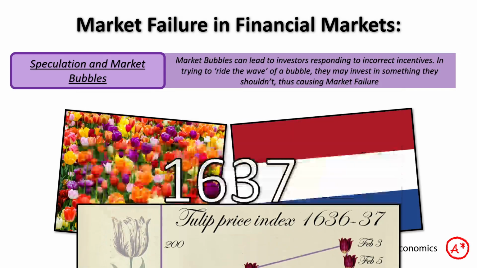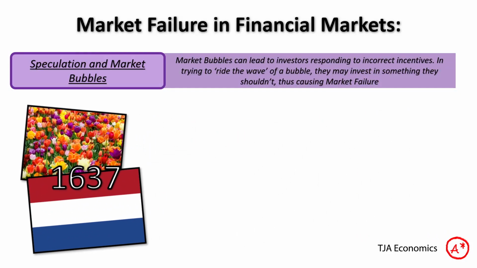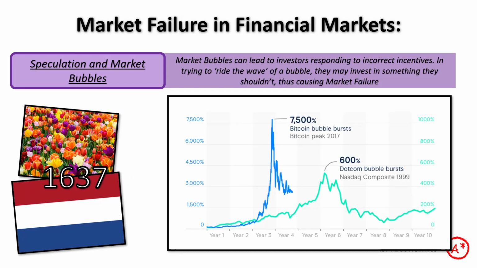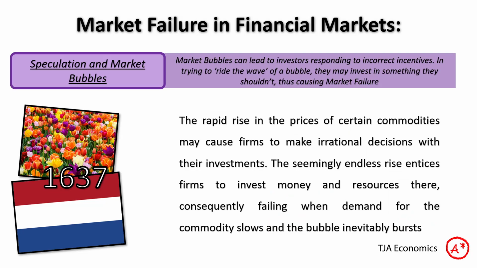Why is that a problem? Well, if we look at more recent trends, here we've got the Nasdaq dot-com bubble that occurred in 1999. We've also got the Bitcoin bubble that peaked in 2017. What's the problem with this? Well, let's look. Rapid rises in prices of commodities may cause firms to make irrational decisions with their investments. Seemingly endless rises entice some firms to invest money and resources there, consequently failing when demand for the commodity slows and the bubble inevitably bursts.